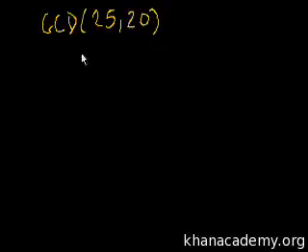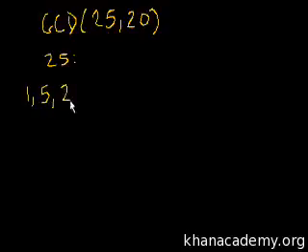What is the greatest common divisor of 25 and 20? Well, let's do it the same way. The factors of 25, well, it's 1. The 2 doesn't go into it, 3 doesn't even go into it, 4 doesn't go into it, 5 does. It's actually 5 times 5. And then 25. It's interesting that this only has 3 factors. I'll leave you to think about why this number only has 3 factors and other numbers tend to have an even number of factors.